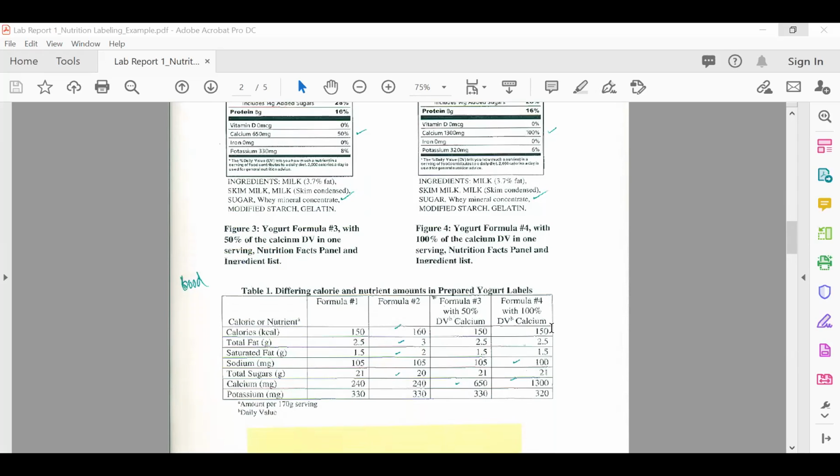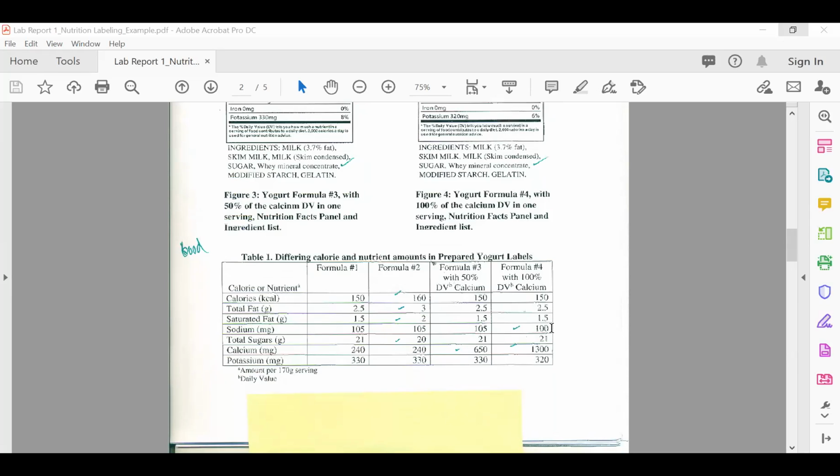Then the table summarizes. You need one table that summarizes differences among the formulas and differences in the label. So if the calories are different, you would list that. If the total fat is different among the four, you would list it. Saturated fat, sodium, whatever you have, when you look at your labels, just look at the components that are different and then you would put it in that table. If you use abbreviations, make sure you have them listed or defined in the footnote.